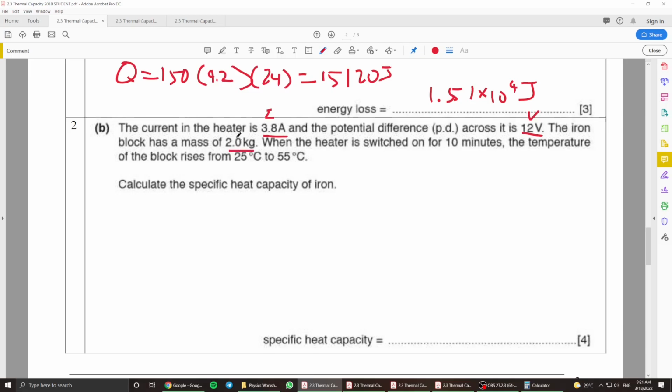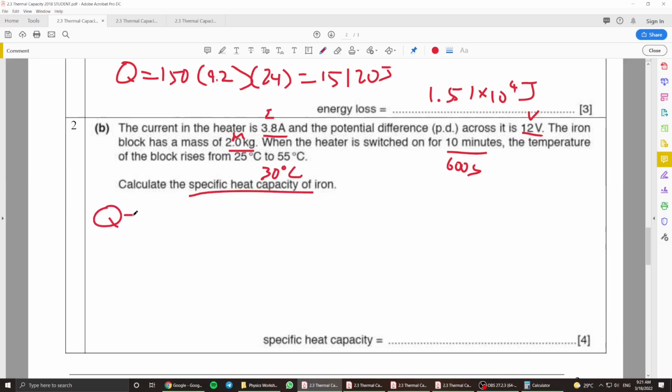The mass of the iron block is 2 kg. When the heater is switched on for 10 minutes, time is going to be 600 seconds. The temperature of the block changes from 35 to 55, which is a 20 degrees Celsius difference here. Calculate the specific heat capacity.